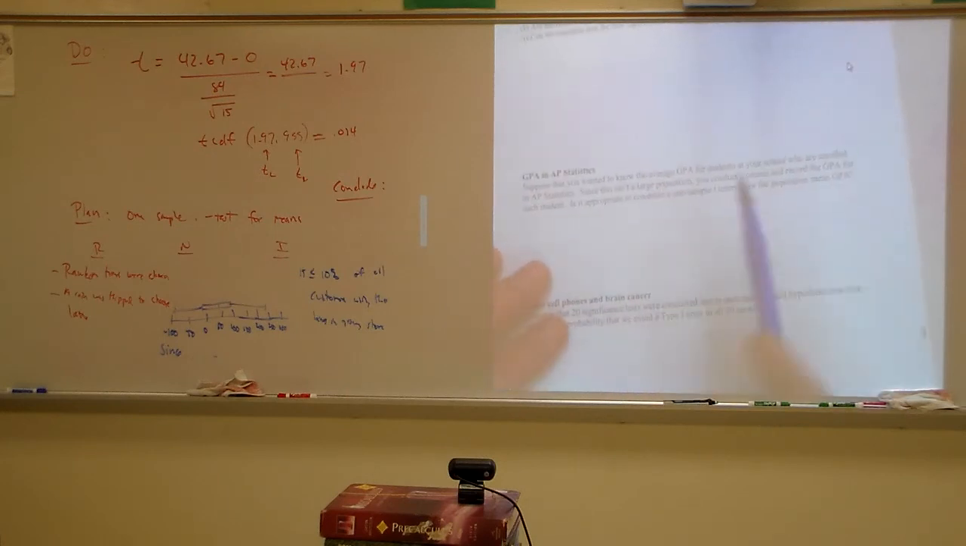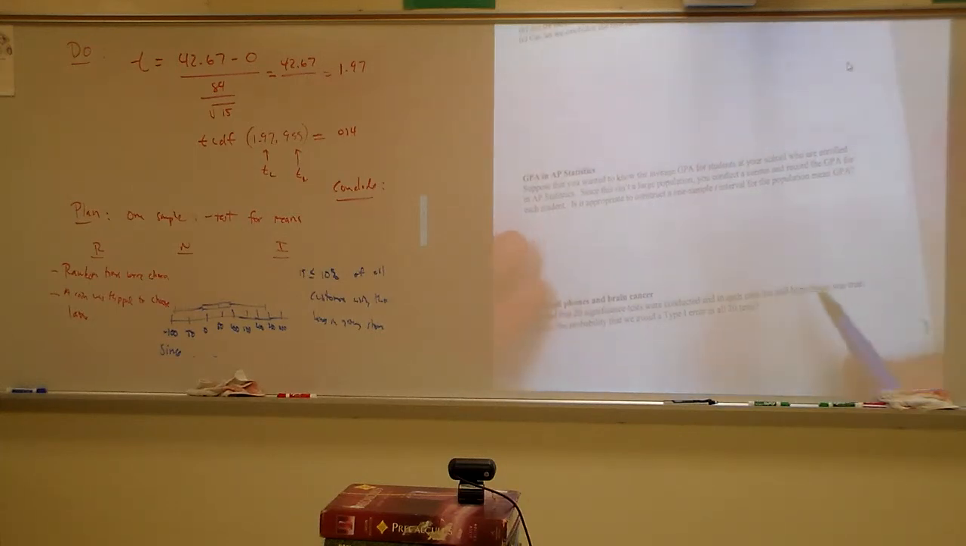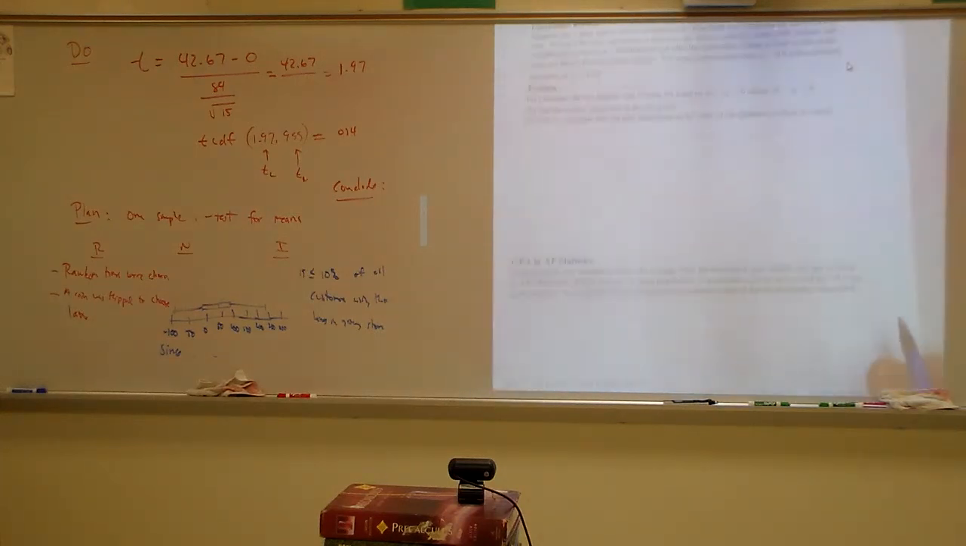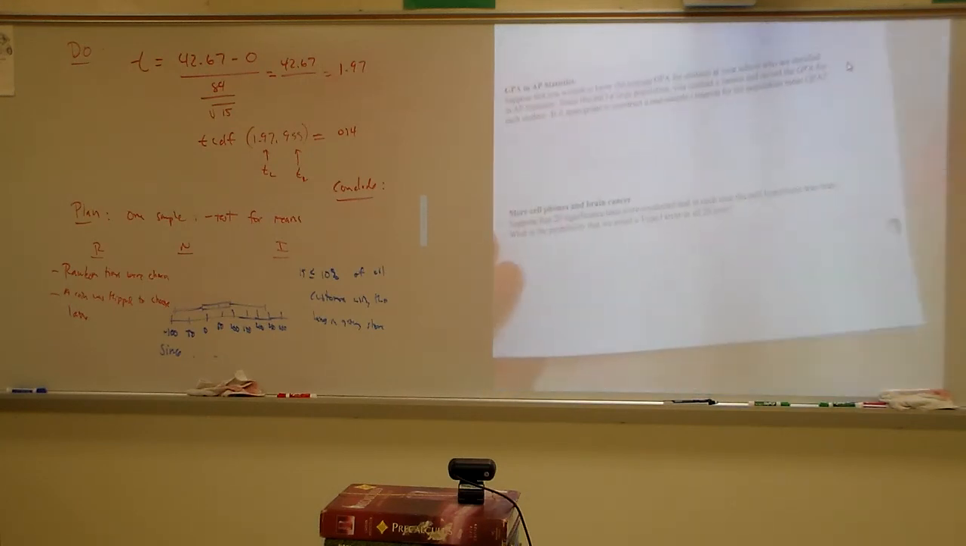Say you want to know the average GPA of students at your school enrolled in AP Statistics. Since this is a large population, you can take a census of the GPA for each student. Is it appropriate to construct a one-sample t interval for the population mean GPA? Okay? And no, if we have the GPAs, we can get the exact answer. That doesn't make sense. Well, if you have a census, why would you go through and do a test? You have all the information.